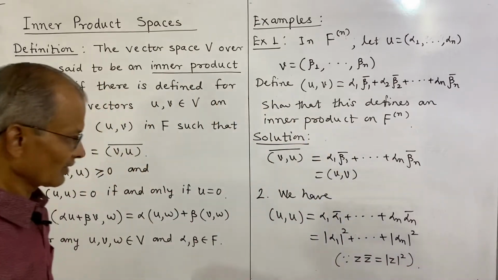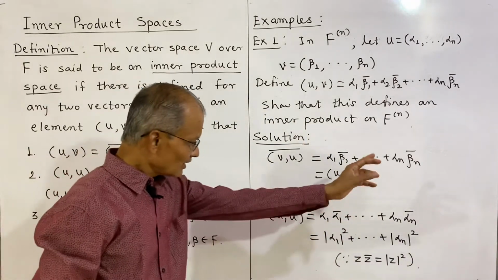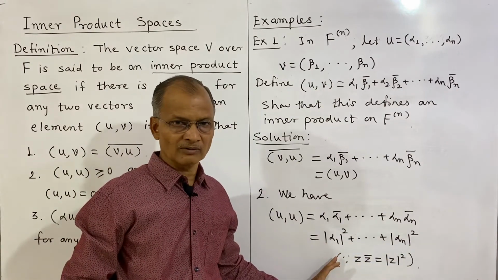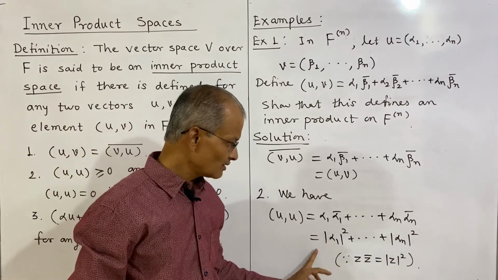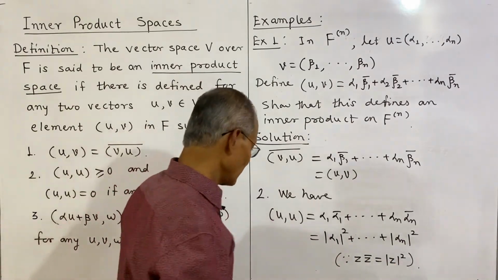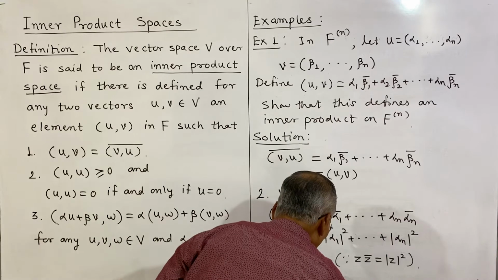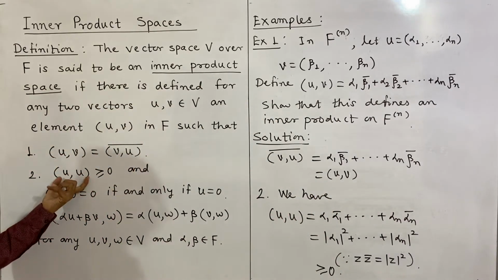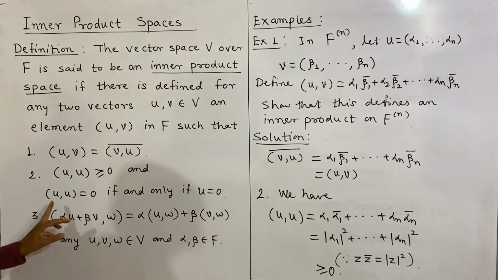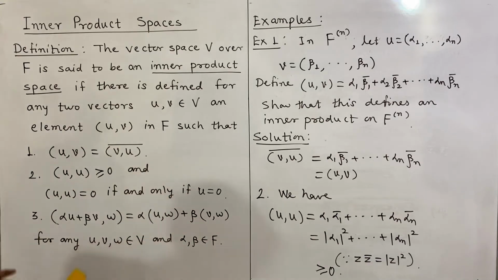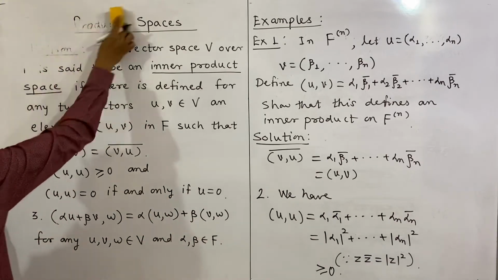This is the reason for this. See, each is a square, and therefore each quantity is non-negative, and therefore this expression is greater than or equal to 0, it cannot be negative. This is the first part of the second property. Now, what is the remaining? Inner product of u and u is 0 if and only if u is equal to 0. I shall write it here.